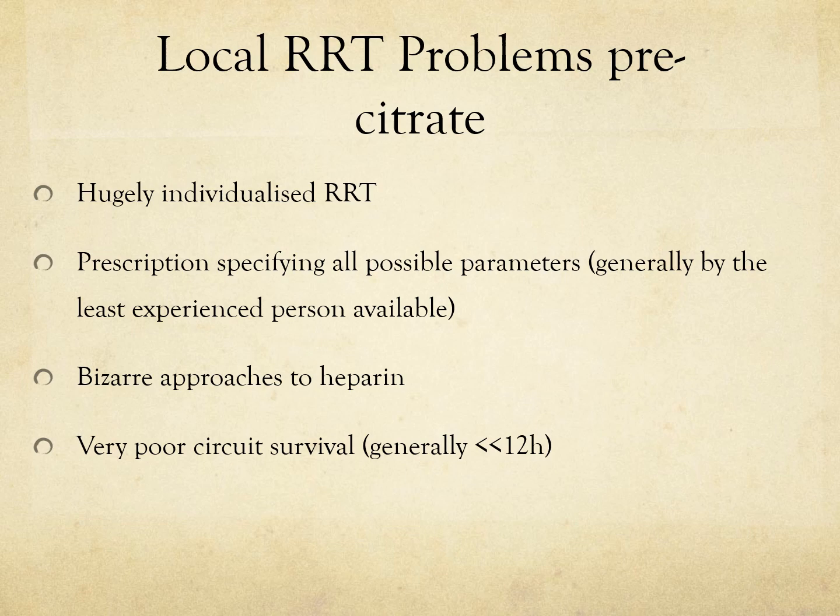There are also some bizarre approaches to heparin, such as giving massive boluses or giving no boluses, or just failing to achieve any reasonable APTT ratios. And as a consequence, the circuit survival was very poor. You're generally looking at the circuit lasting less than 12 hours before it clots off, which obviously is going to reduce the amount of renal replacement received and reduce the efficiency. And also if the circuit clots when it's full of blood, then that patient's going to lose that blood volume, and over time they will become more and more anemic as a result.